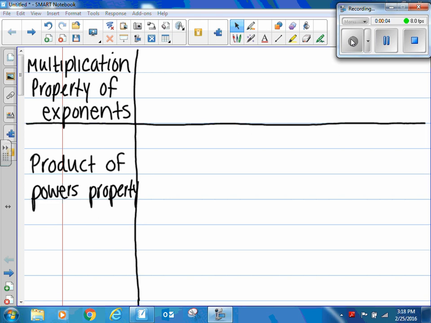Today's video is the start of a new unit having to do with exponents. So the first thing we're going to talk about is the multiplication property of exponents, and there's three separate subtopics that fall under that topic. The first one being the product of powers property.